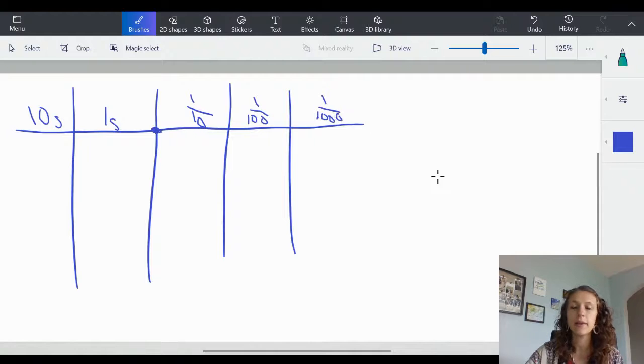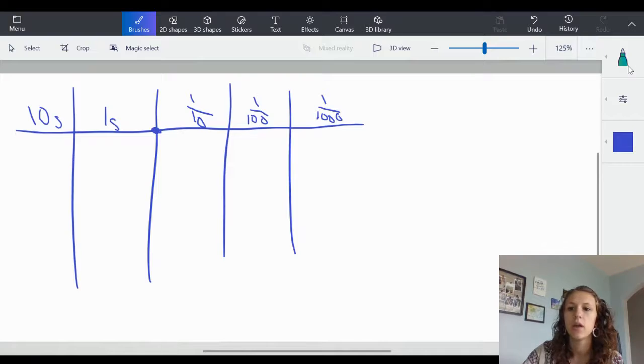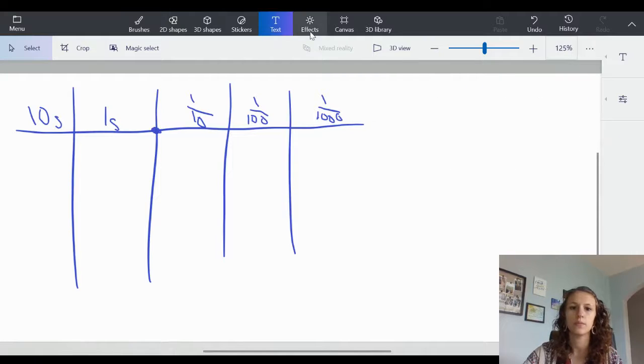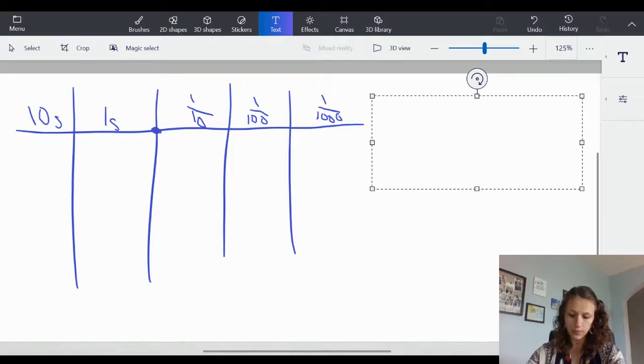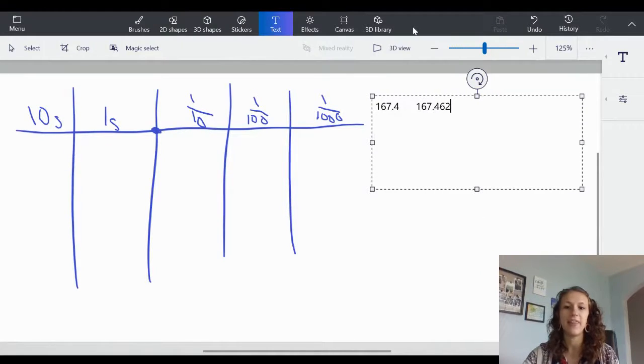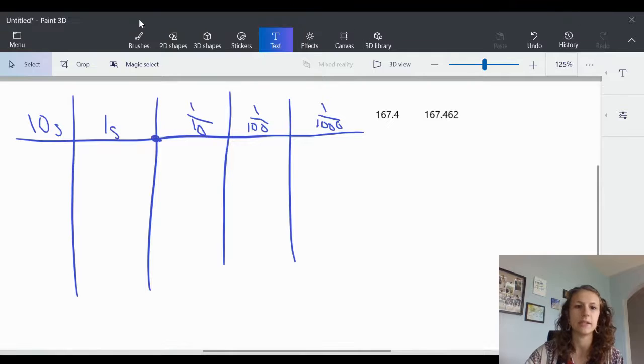All right, so now that we have our place value chart, we can start thinking about a couple different problems. So let's say that we want to compare, here we go. We want to compare 167 and 4 tenths versus 167 and 462 thousandths. Let's represent how we're doing this in our place value chart as well.